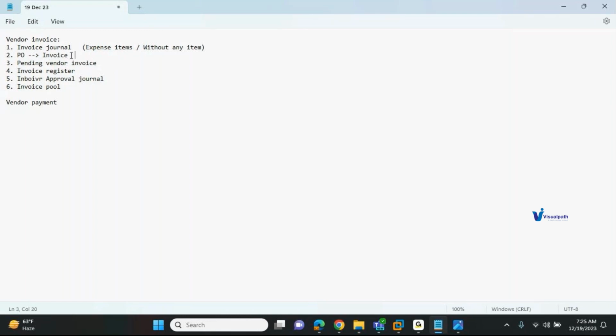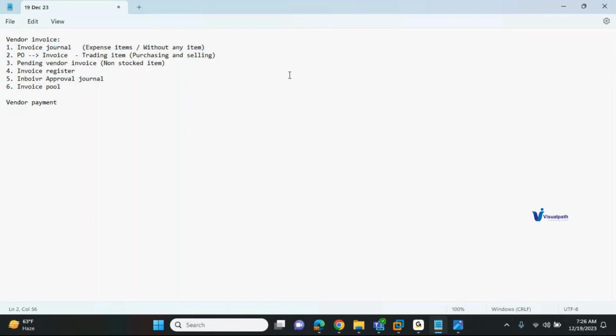Next, this one is trading item. Trading item means I'm purchasing an item and selling the item. That is trading item. Another option is non-stock item. What is this non-stock item? You will understand further. So a vendor invoice can be done in so many ways. The first process you are learning is how to purchase expense items.